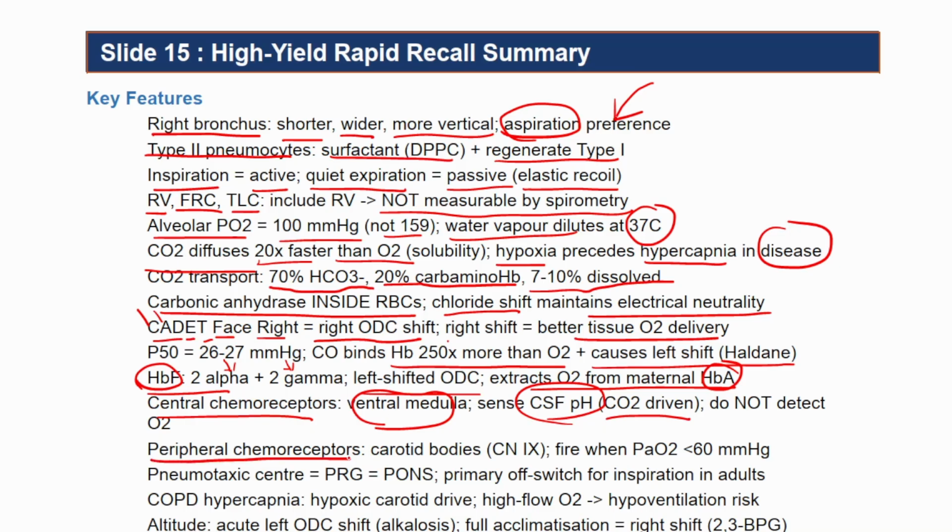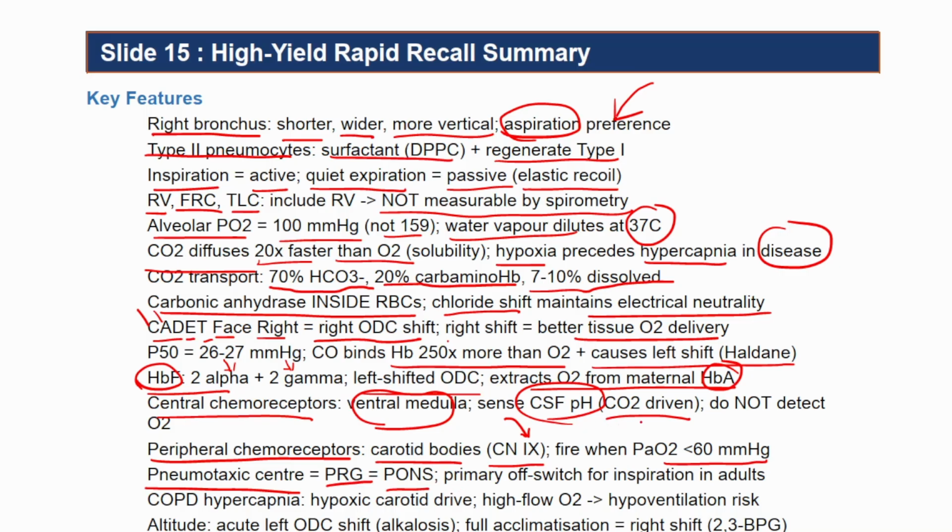Meanwhile, peripheral chemoreceptors are situated outside the brain in the carotid bodies and aortic bodies, transmitting signals via the glossopharyngeal nerve, which is cranial nerve number 9. This functions as your primary oxygen sensor, but they keep a quiet baseline and only accelerate their firing rate dramatically when arterial oxygen pressure drops sharply below 60 mm of mercury. This incoming sensory input is integrated by the pneumotaxic center, or pontine respiratory group, located up in the pons.